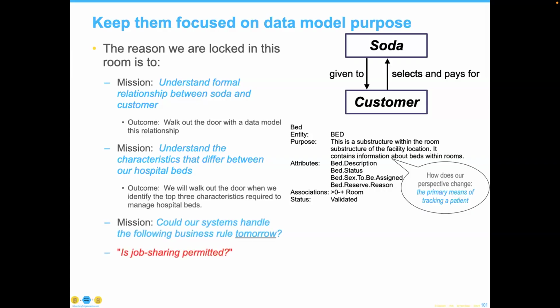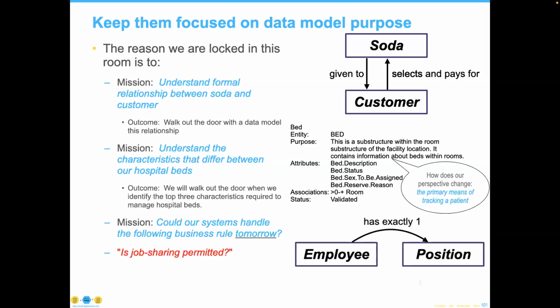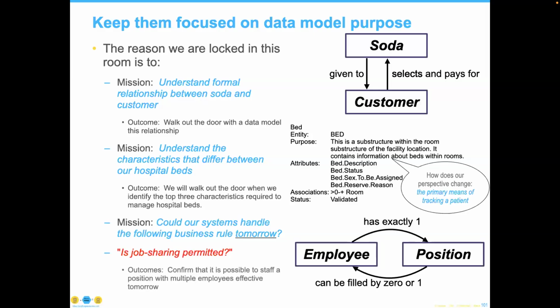Third example here, could our systems handle the following business rule tomorrow? The question is, is job sharing permitted? Once again, you can look and see, oh, an employee, according to our current systems, has exactly one position, and the position can be filled by 0 or 1 employees. So the answer is not currently. But if we go back and rework this and say, maybe what we'll do is put in that a position can be filled by 1 or more employees, we might have the outcome that we're looking to obtain as we look at this.